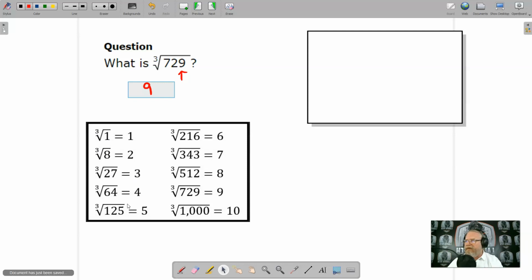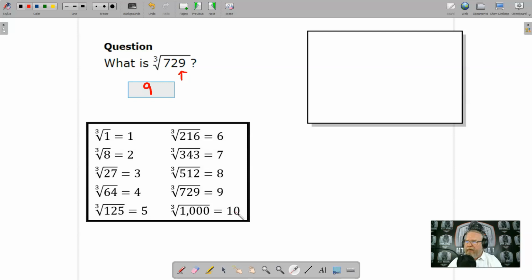Cube root of 64 is 4. Cube root of 125 is 5. And then that's pretty much all of the ones that I have memorized. I've kind of got all of these first 5 perfect cubes memorized. It's whenever we get into some of these others. Now, the cube root of 1,000, that's pretty easy. There's 3 zeros in it. So the cube root of 1,000 is going to be 10.